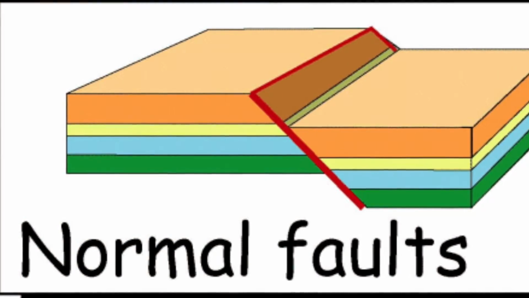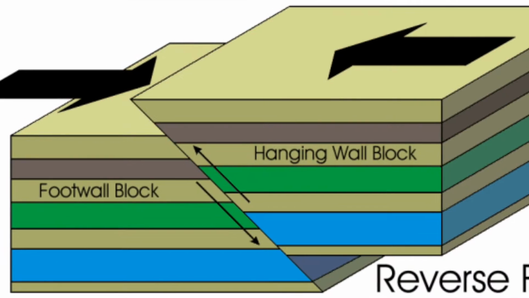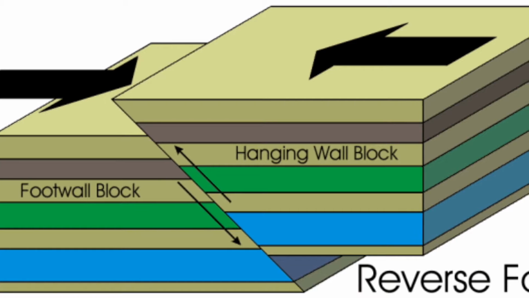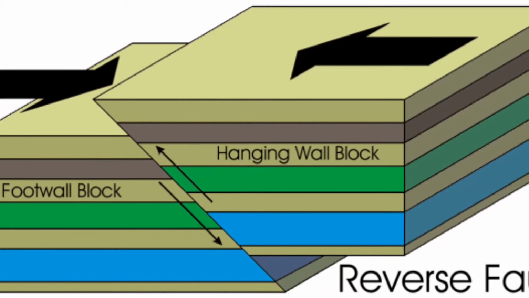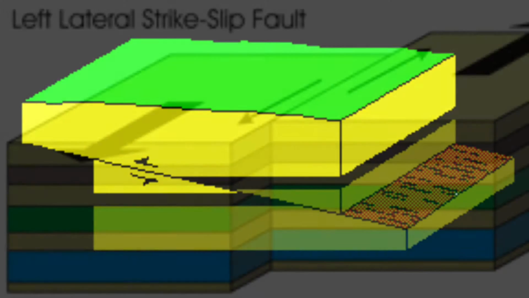A normal fault forms during the extension of the crust. The hanging wall moves down. A reverse fault forms from the shortening of the crust. The hanging wall moves up and the fault is steep. A thrust fault forms during a shortening of the crust. The fault slope is gentle.